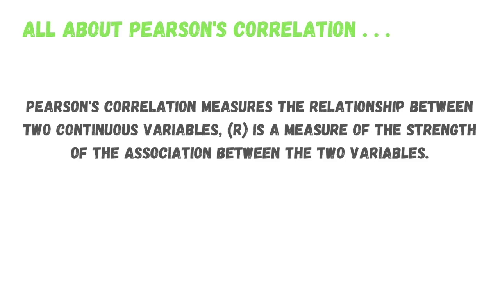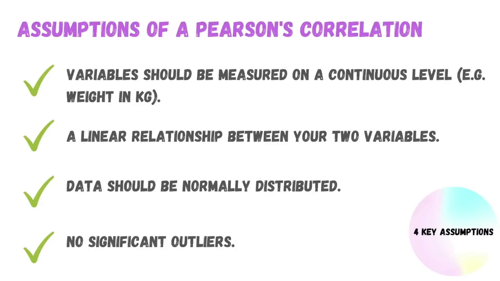So now we're just going to briefly consider what a Pearson's correlation actually is. The main thing here is to understand that it measures a relationship between two continuous variables. Continuous variables are measured on a continuous level. For example, you could look at how time spent revising impacts exam score. The main thing is that you're measuring the strength of the association between these two variables. You're not saying one causes the other, you're just looking at the association.